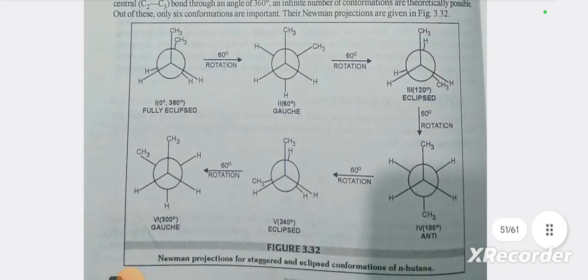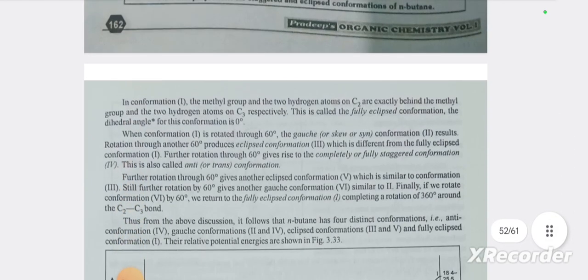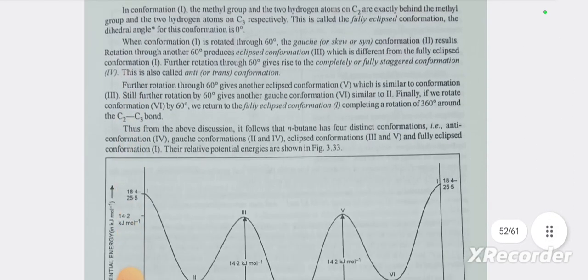Fully eclipsed, gauche, eclipsed, anti. In conformation first, the methyl group and the two hydrogen atoms on C2 are exactly behind the methyl group and the two hydrogen atoms on the carbon 3 respectively. This is called the fully eclipsed conformation. The dihedral angle for this conformation is 0 degrees.